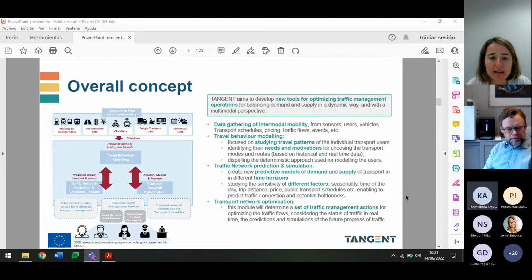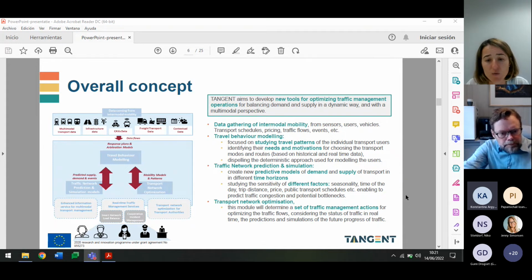After, we have another module that is traffic network prediction and simulation. Here we will work on different predictive models for forecasting demand and supply in different time horizons. Also, predictions of traffic peaks and traffic congestions will be done under this module. And here we will consider different factors, such as, for example, the season, time of the day, the distance of the trip, and so on.